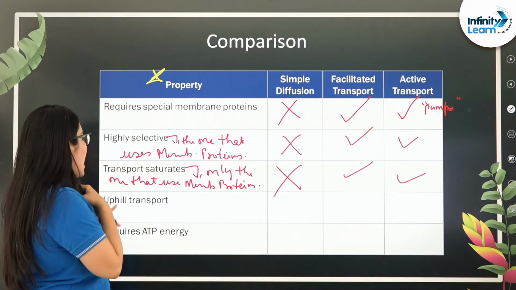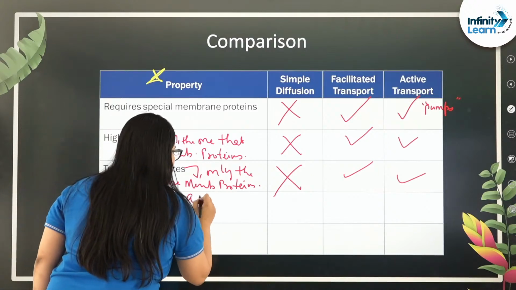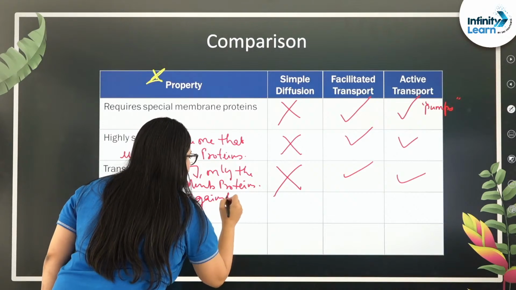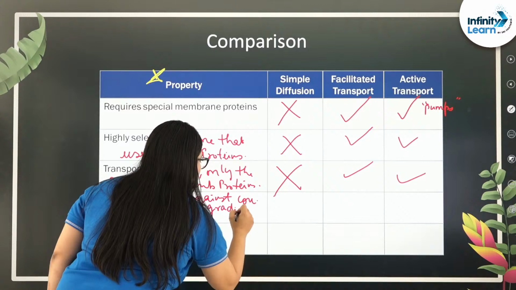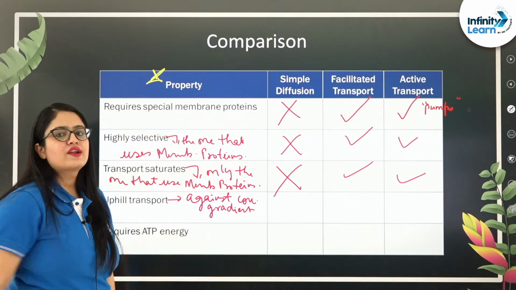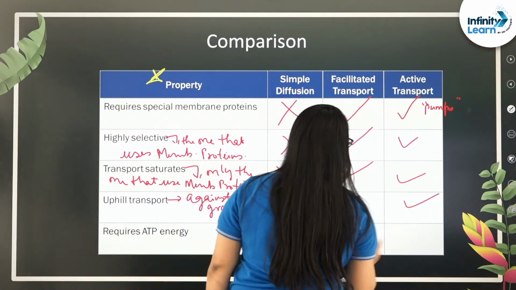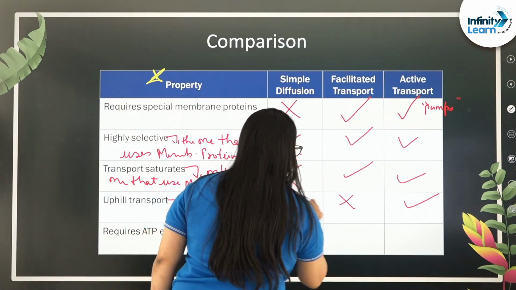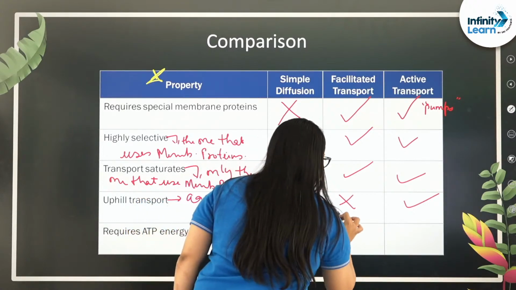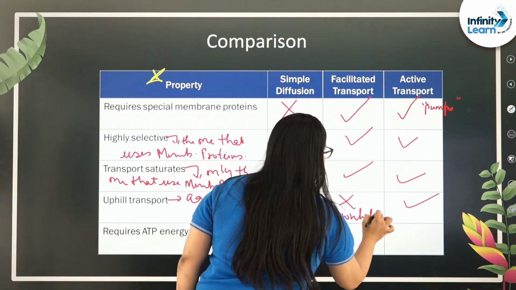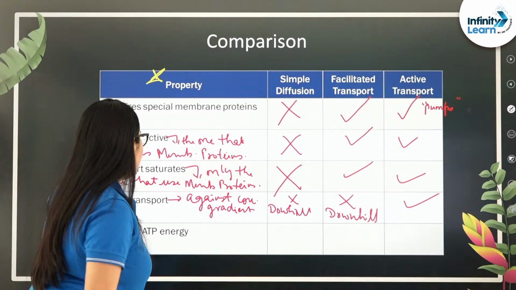Uphill transport. What is uphill transport, students? Against concentration gradient, that is movement from lower to higher concentration. Such a type of uphill transport is seen in active transport. Here in both it is downhill and here also it is downhill. That means along the concentration gradient substances move in simple and facilitated diffusion.